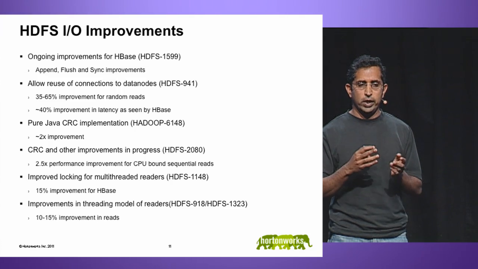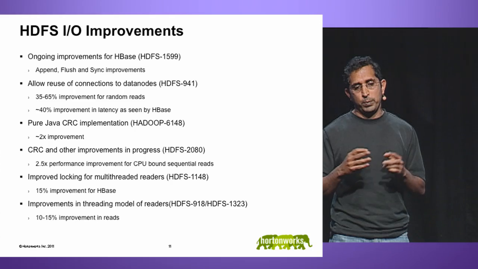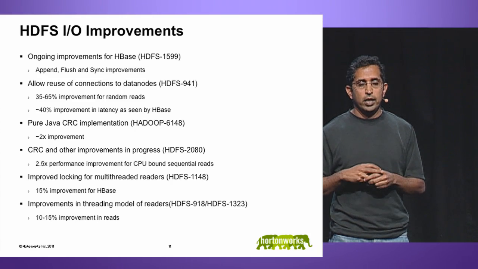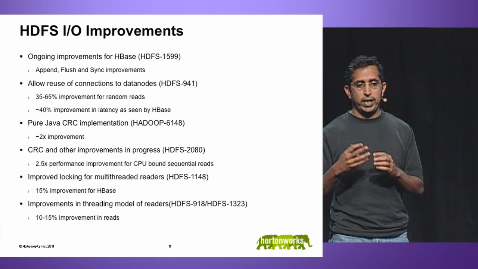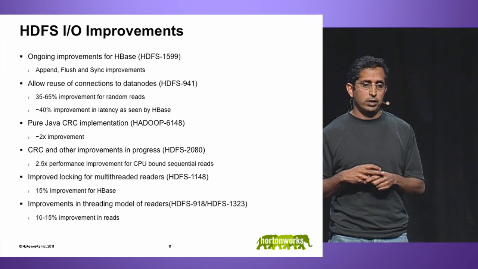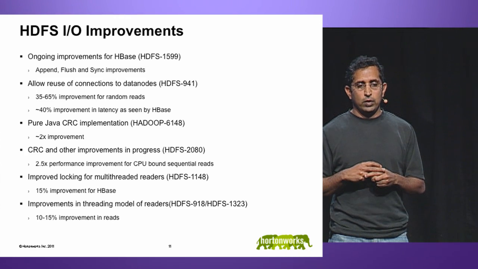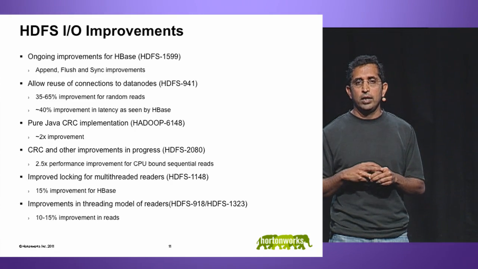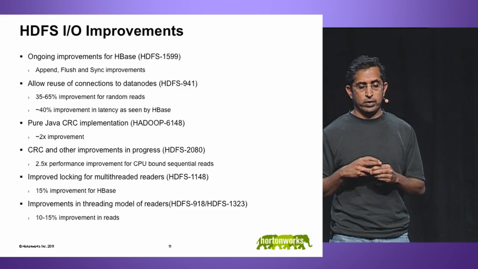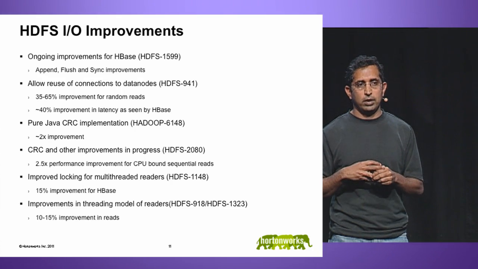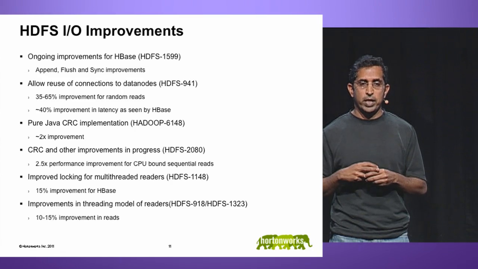There is also ongoing work related to further optimizing CRC. This is HDFS 2080, and this is not committed yet. This shows 2.5x improvement and also reduces CPU on the client side by a whole lot. There is also a change that has not gone in, where we are improving the locking structure on the data node, and this helps in case of multi-threaded readers. We have seen an improvement of 15%, and this is primarily targeted towards HBase, right?